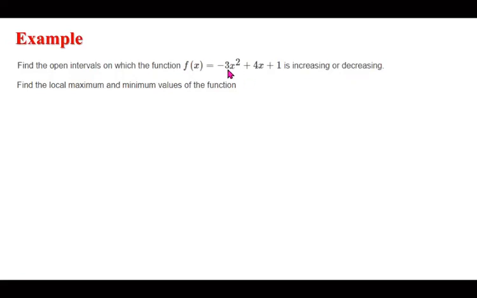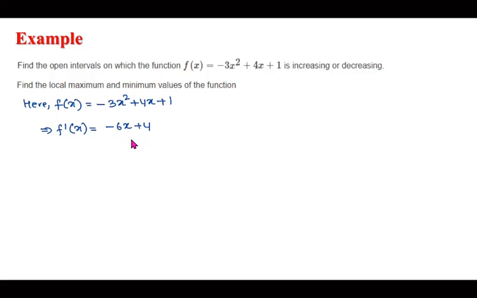So what we are going to do is first find the derivative of the given function. Here, the function is f(x) = -3x² + 4x + 1. The derivative would be f'(x) = if you use the power rule, that will be -6x. Derivative of 4x is 4. And derivative of 1 is 0. So that is the derivative of the function.